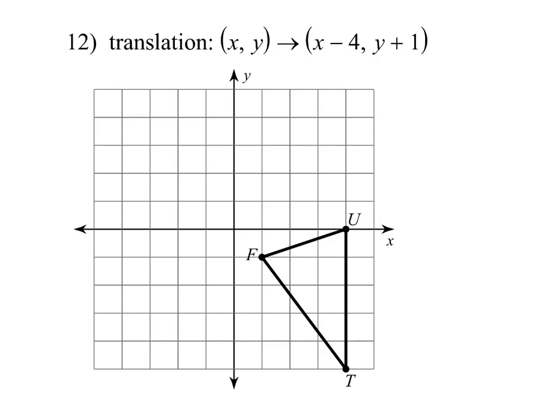So in this one, this is just a translation. When you see x - 4, that means you're going to go left 4, and when you see y + 1, that means you're going to go up 1. So you're going to take everything, go left 4, up 1, and it's going to give me my new point. So U prime is going to be right there. F, go left 4, up 1. There's my F prime. And then T prime, left 4, up 1. So that gives me this point right here. Connect that up, and it's that same figure, just translated left 4, up 1.